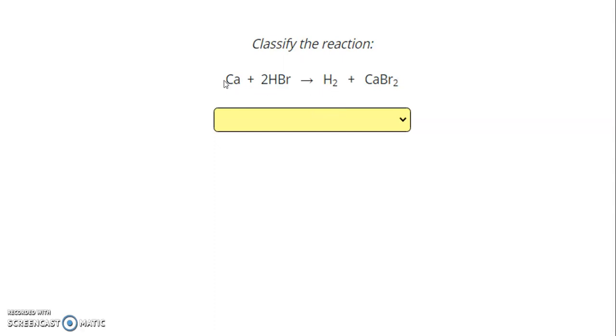So a way to think of it is calcium enters this single, kicks out the H, attaches to the Br. Now we have Ca and Br attached to each other. H is on its own. When that happens, that is single replacement. One element swoops in, not attached to anybody, kicks somebody out, then that guy is alone, other guy is attached in a compound. That's single replacement.